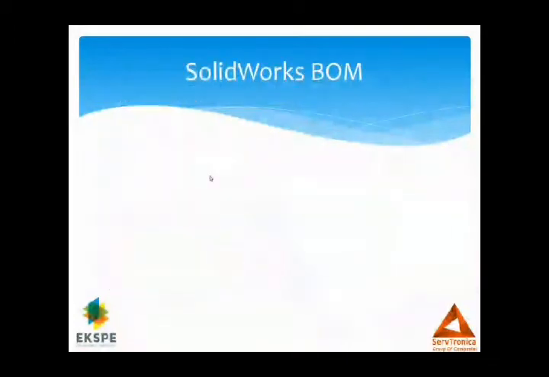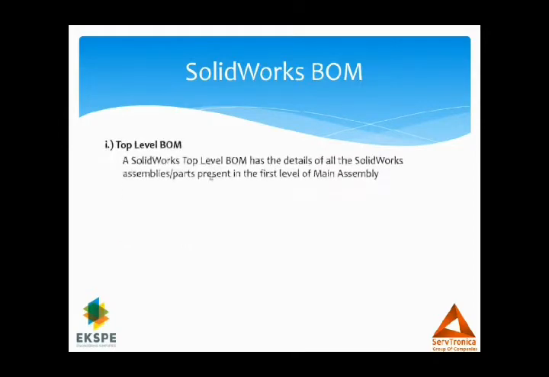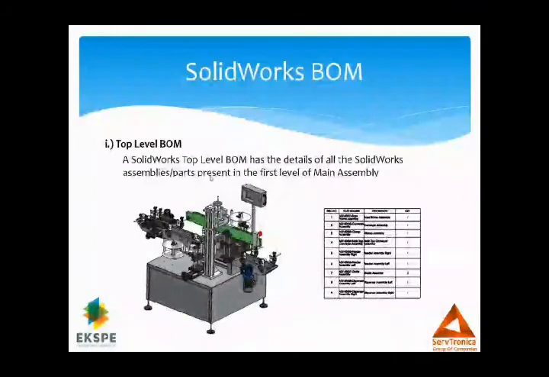In SolidWorks, we do have bills of materials. We have basically three types of bill of material. One is the top level BOM, another is the parts only BOM, and the third is the indented BOM. The top level BOM gives us the details of items available in the first level of the assembly. Whatever parts, assemblies, sub-assemblies, bought outs are available in the first level, it gives us a glimpse of that.